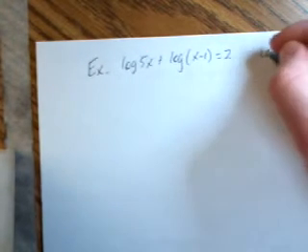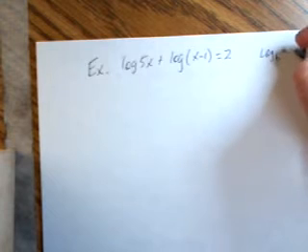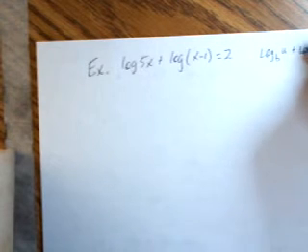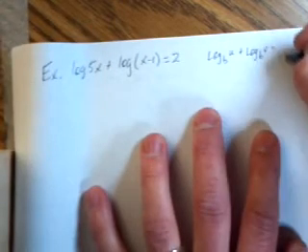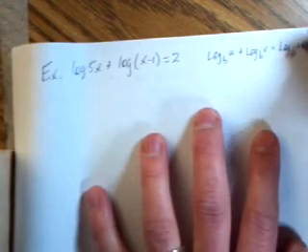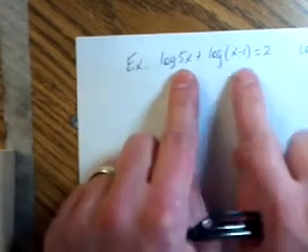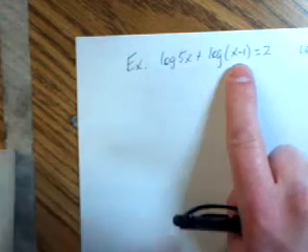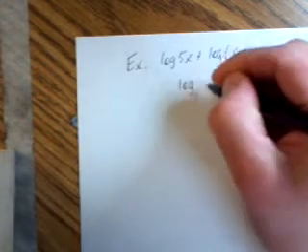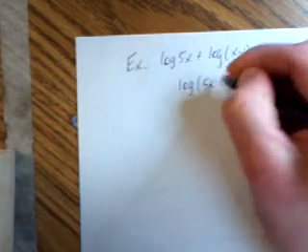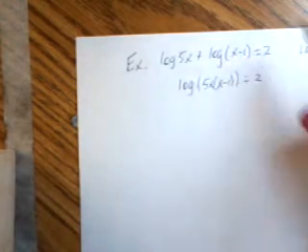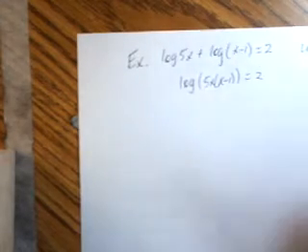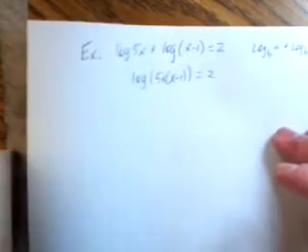If you recall, log base b of u plus log base b of v is equal to log base b of u times v. So I've got to take this 5x and multiply it times this x minus 1. So I'm going to say log of 5x times x minus 1. We've condensed the two log terms into a single log term.